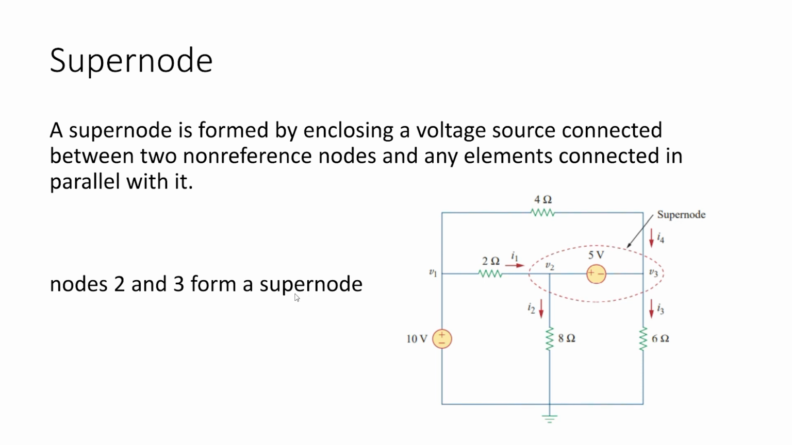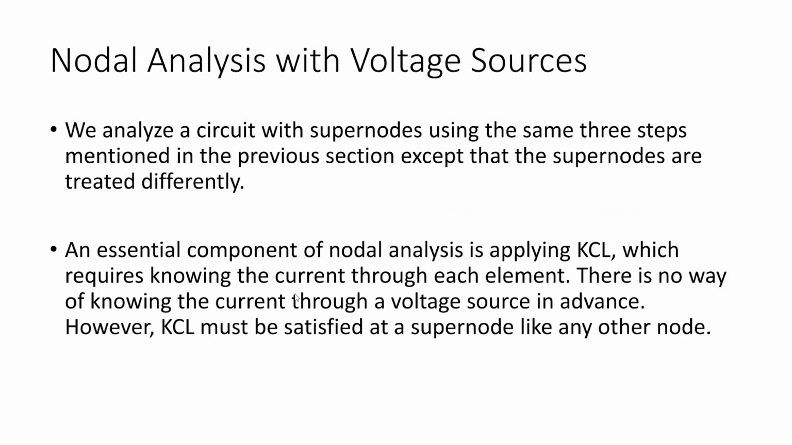See here in the circuit in the figure, node 2 and node 3 form a supernode. That is because they are enclosing a voltage source, and they are two non-reference nodes, which are also in parallel. Now we can analyze the circuit with supernodes using the same three steps that Abdullah has previously mentioned, except that supernodes are treated a little bit differently.